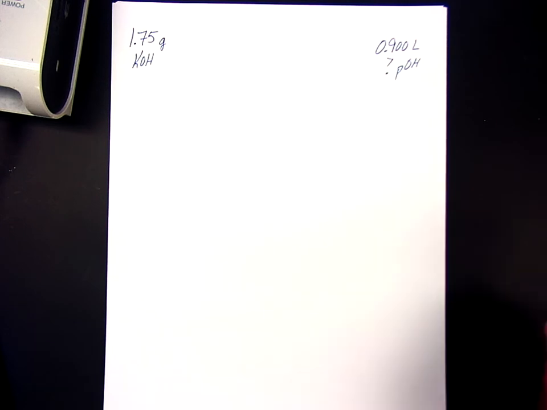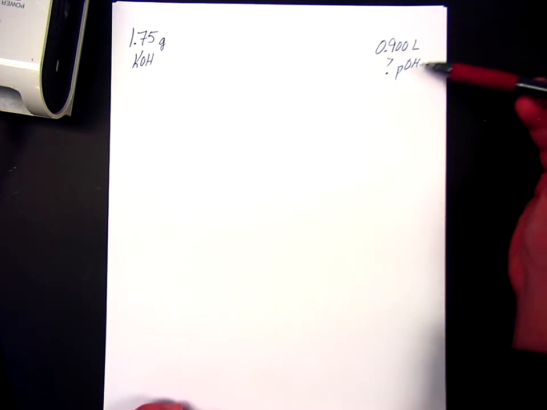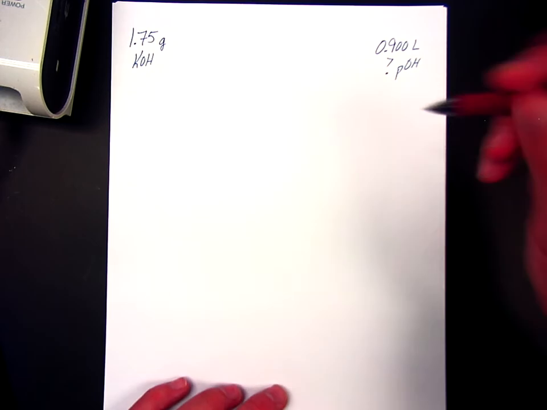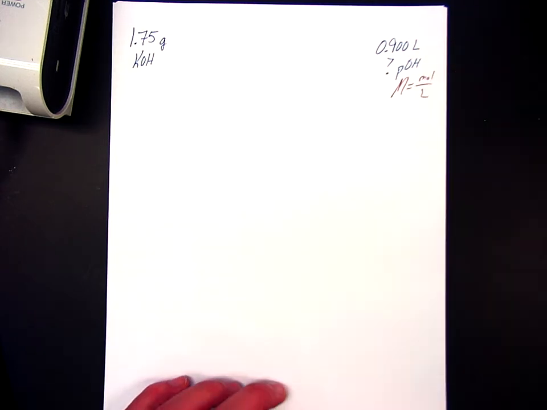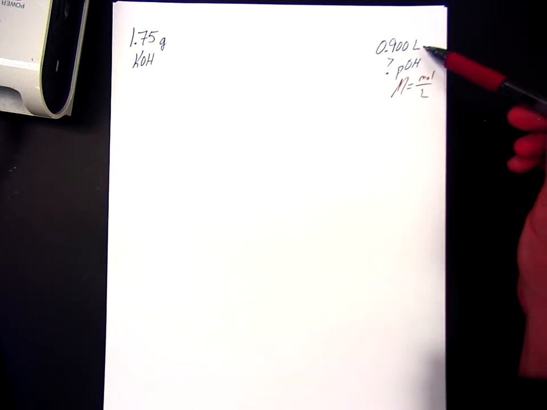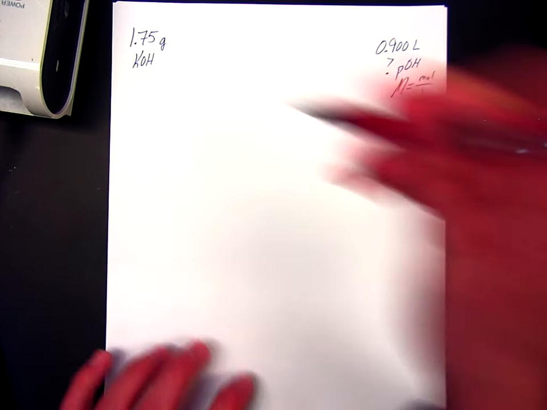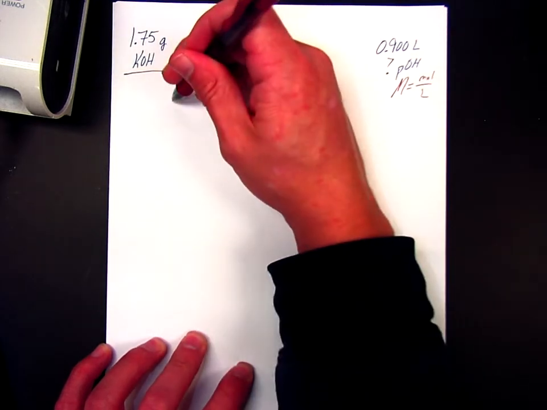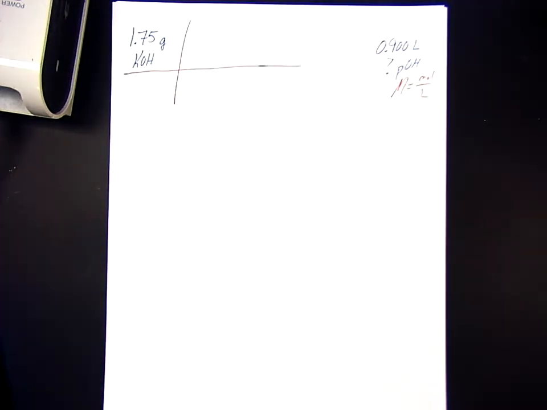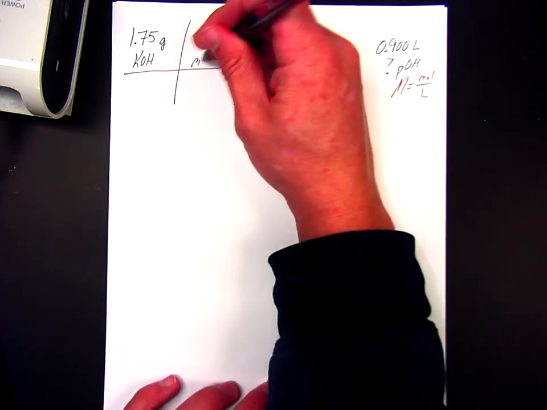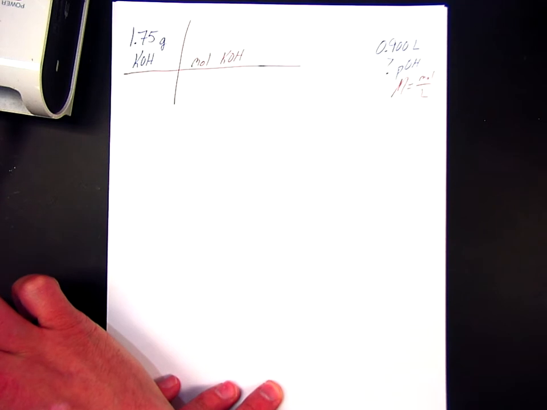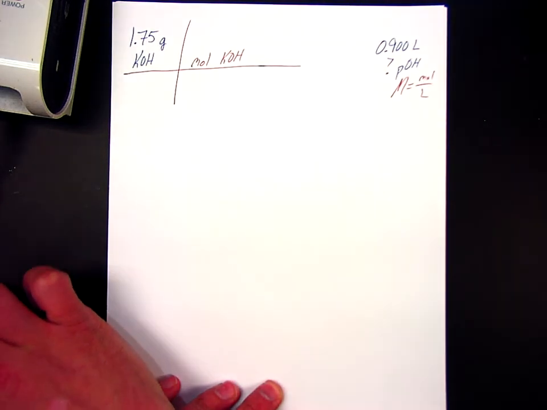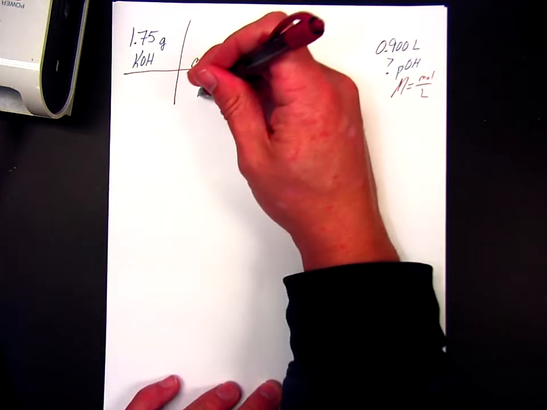All right, well, I know in order to get towards a pOH, I would need a molarity, right? But molarity is moles over liters. So I've got liters, what I don't have is moles. So obviously these grams can convert to moles very easily, right? So I want to go from grams to moles of KOH. All right, make the diagonals match.